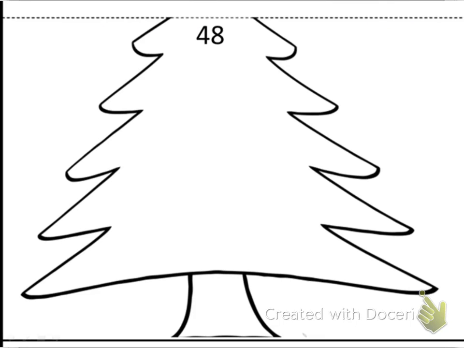Alright, now this you're going to do inside your foldable. So lift it up and put this on the inside. Alright, we're going to make a factor tree for the number 48 to find the prime factorization of this number, or a whole bunch of prime numbers that when we multiply them together give us 48.